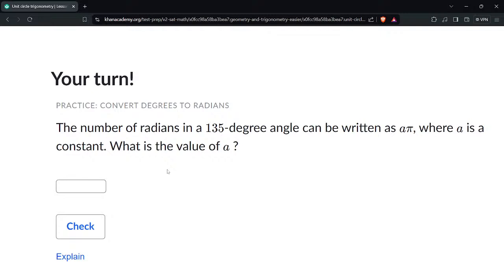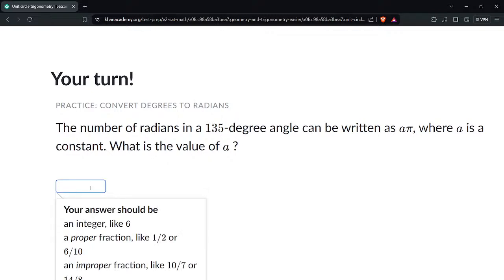So 180 degrees is equal to 1 radian, that means 1 by 180. Okay, so pi is equal to 180 degrees, right? So pi by 180 times 135. So we got pi by 180 times 135. What is 135 by 180? 3 by 4. 3 by 4 is the answer. So there you go.